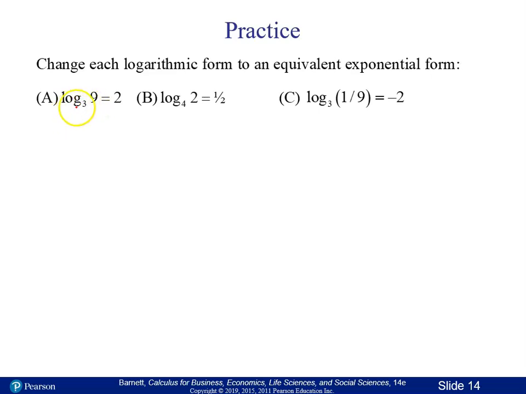Okay, the exponential form for this first one: we have a base of 3, so it's going to be 3 squared is equal to 9. This one we start with a base of 4, so 4 to the 1/2 is equal to 2. And then this one we're going to have 3 to the -2 is equal to 1/9. Okay, we'll circle it back around.